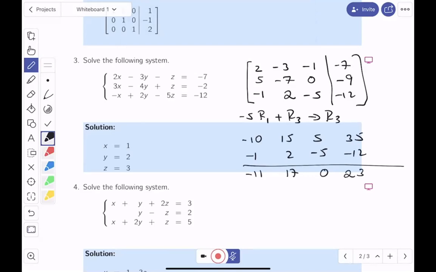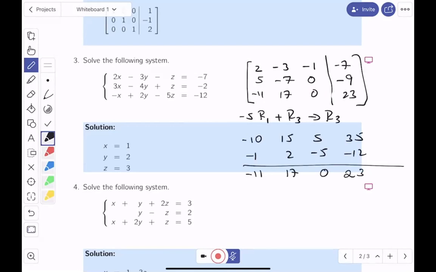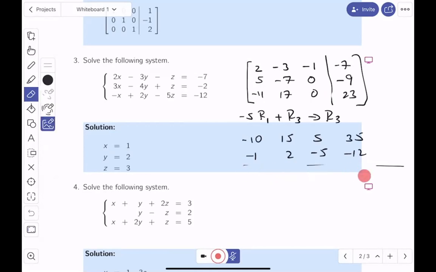All right, let me erase. That goes in row 3, right? Right here. Let's erase to row 3. -11, 17, 0, and 23. Yep, I know it's tough. -11, 17, 0, and 23. Let me erase this over here. I'm kind of done with that.